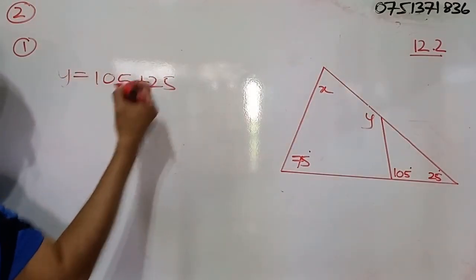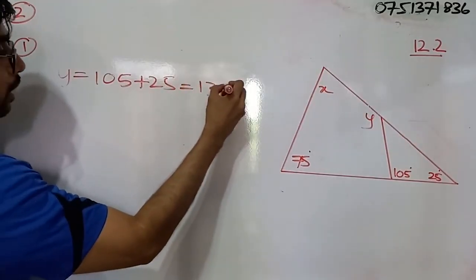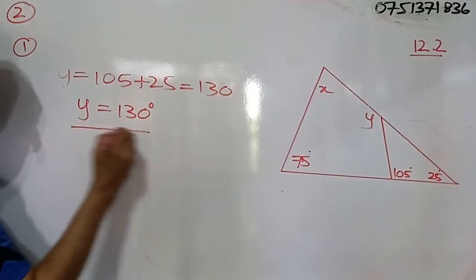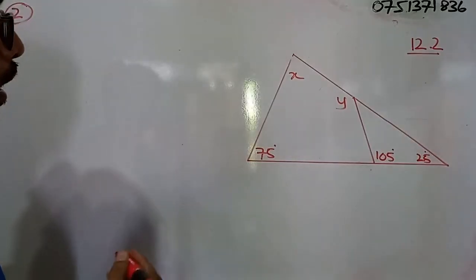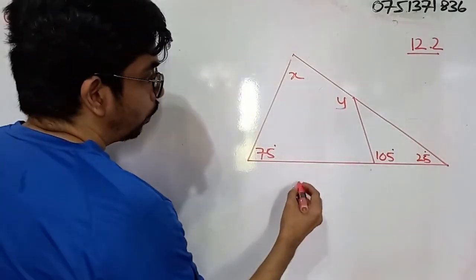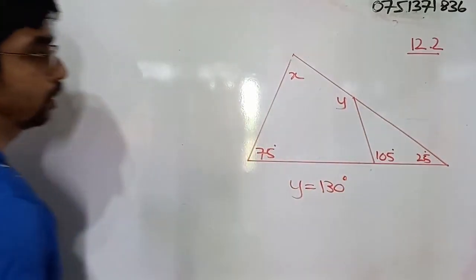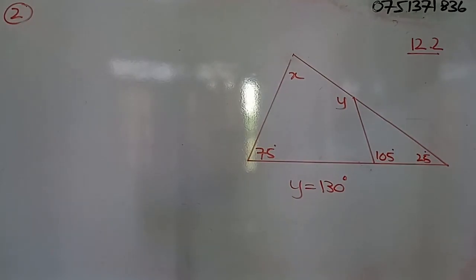105 plus 25, so this is 130. So y is equal to 130 degrees. Right, so we calculated the value of y, which is 130 degrees. So still we need to calculate the value of x.